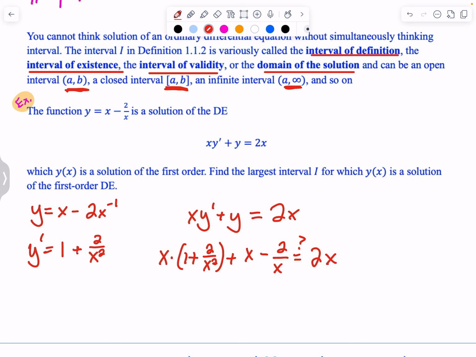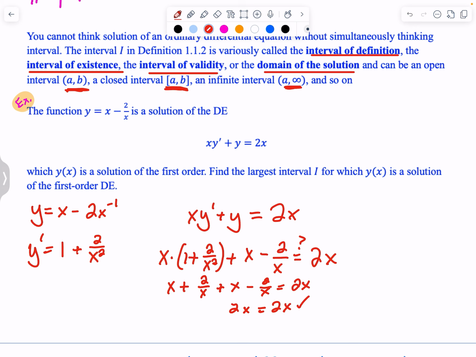And so that's what we're trying to verify here. All right, that distributes, so we get x plus 2 over x plus x minus 2 over x. That handles that 2 over x problem. Those are gone, and I get 2x. So 2x equals 2x. So we verified it. It didn't tell us to, but I wanted to do it.